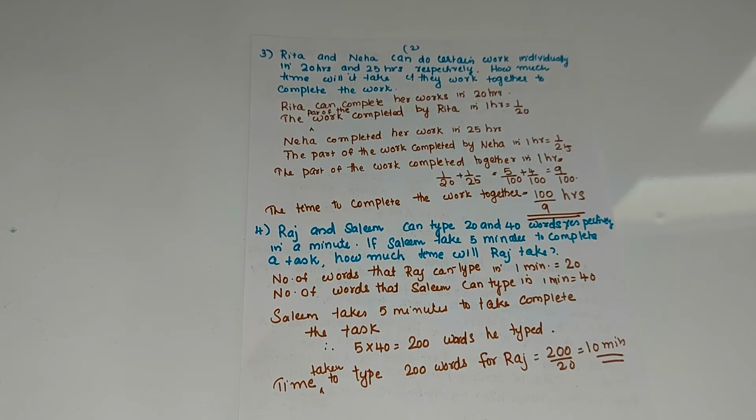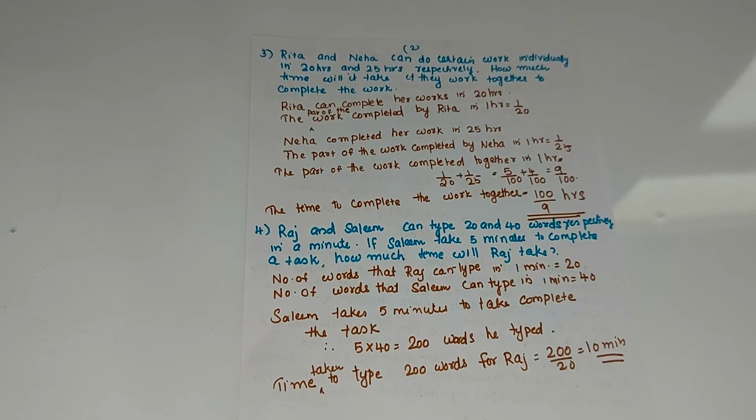Therefore, the part of the work completed by Rita and Neha together in 1 hour equal to 1 by 20 plus 1 by 25. Here find the LCM of 20 and 25, it is 100. So 5 by 100 plus 4 by 100, it equal to 9 by 100. Therefore, the time taken to complete the work together is equal to 100 by 9 hours.